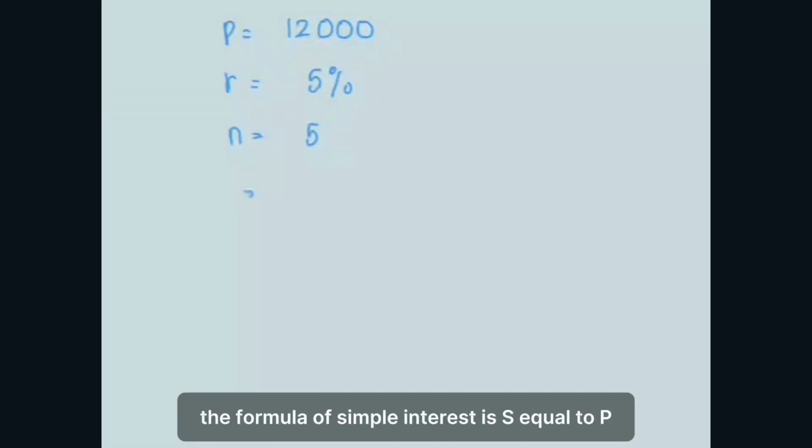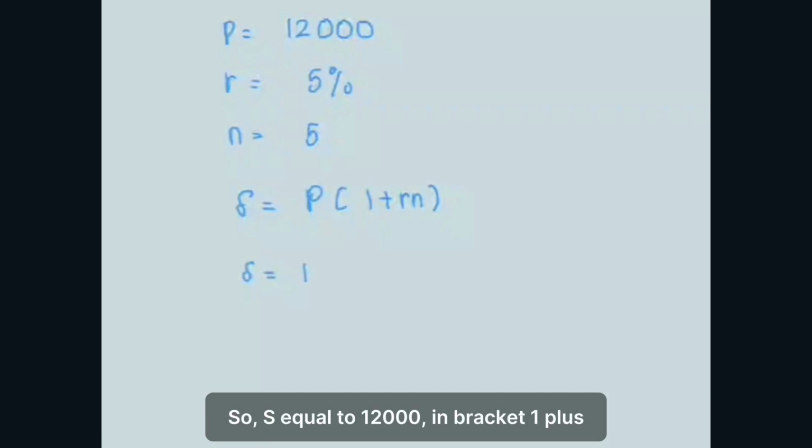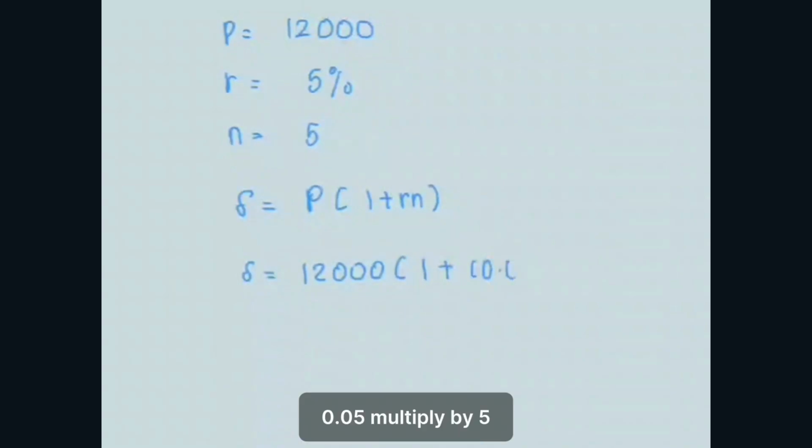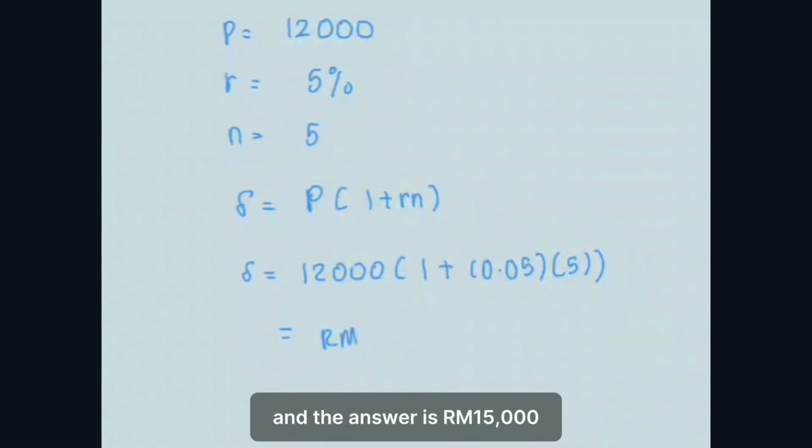The formula of simple interest is S equal to P(1 + R multiplied by N). Substitute all the information given. So S equal to 12,000(1 + 0.05 multiplied by 5). We calculate, and the answer is 15,000 ringgit Malaysia.